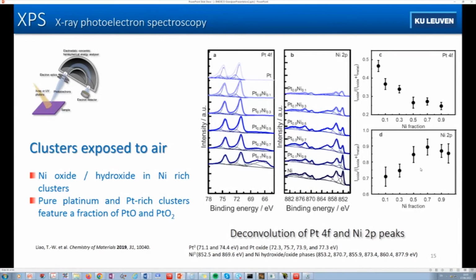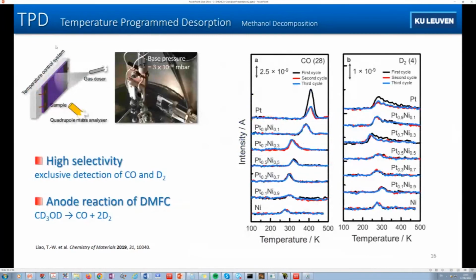And so this is what Tinway did. He also made the machine actually. So this is the temperature programmed desorption. Of course, everything is happening at very low pressure, 10 to the minus 10 millibar. So you have your system here with the cluster deposited on the surface, you have a gas doser, so you want to first adsorb methanol at low temperature, and then you will heat to see what comes out. I mean, to see what is being transformed.